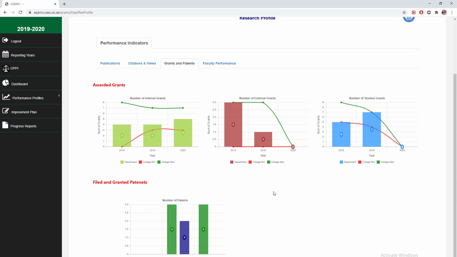These are all the indicators that I would like to talk about. Next performance profile, we're going to talk about the program viability.